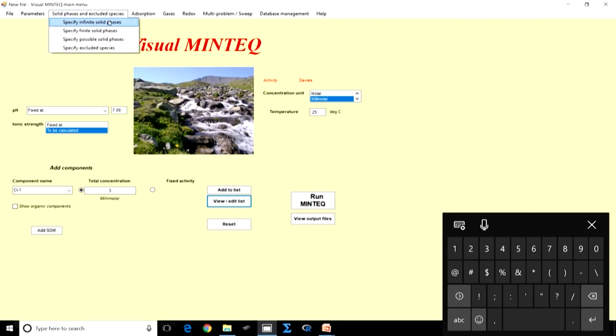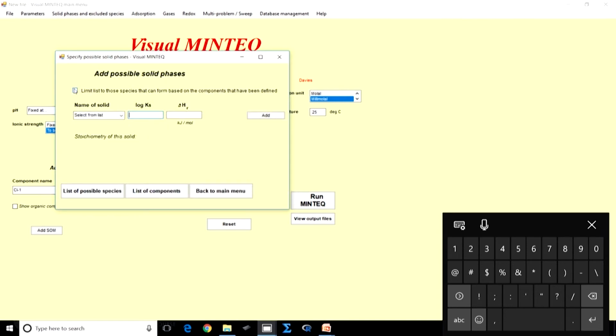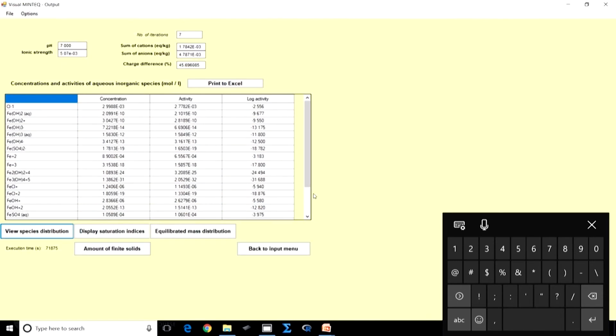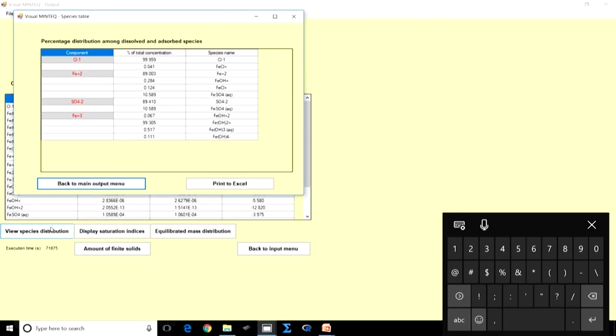Specify solid phases, specify possible solid phases, limit to that list, and I am assuming ferrihydrite can be formed, right, and we are going to add that to the list, and back to main menu and run MINTEQ, and now we have the relevant values. So before we go further, let's look at the species distribution.